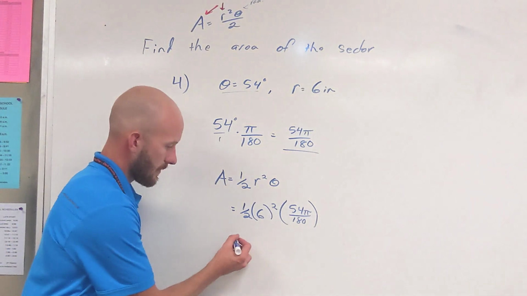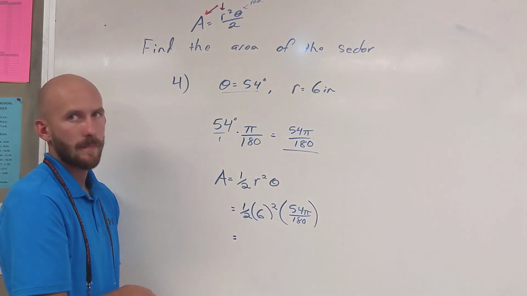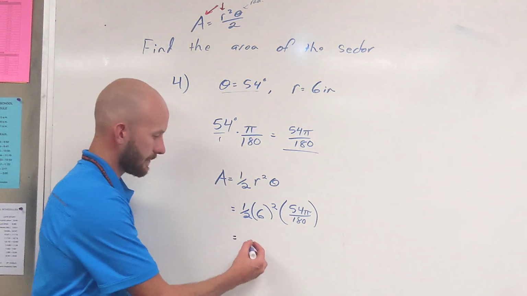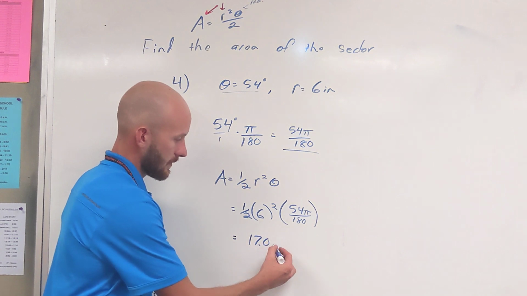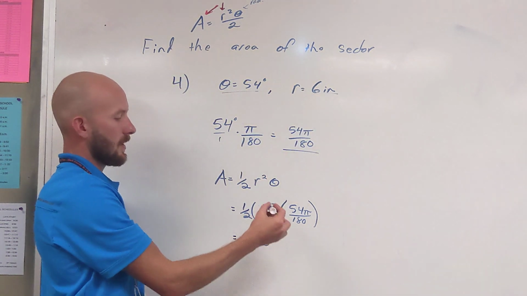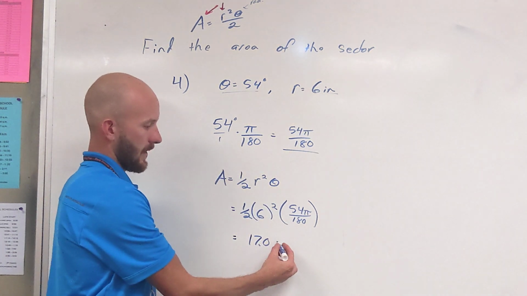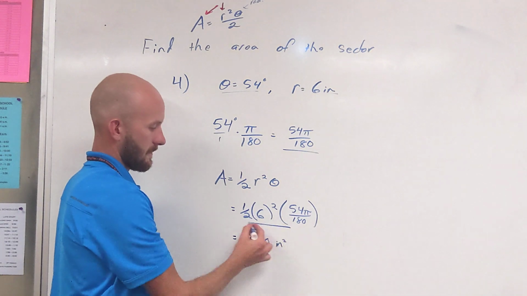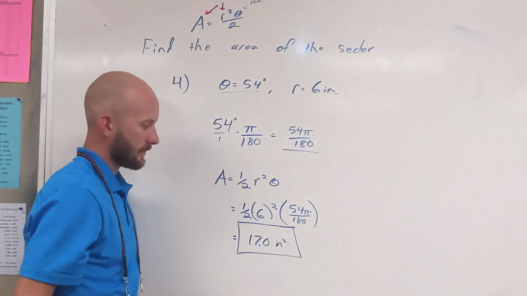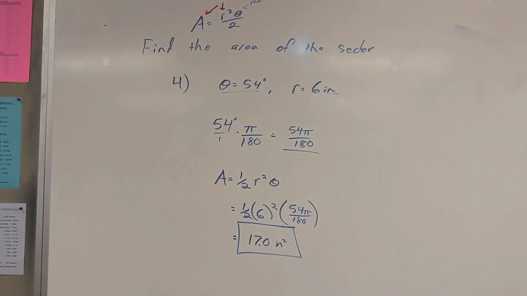Where are we rounding to? Let's round to the nearest tenth. 17.0. And then what would my units be? Because this radius was in inches, this would be inches squared. And that's your sector.